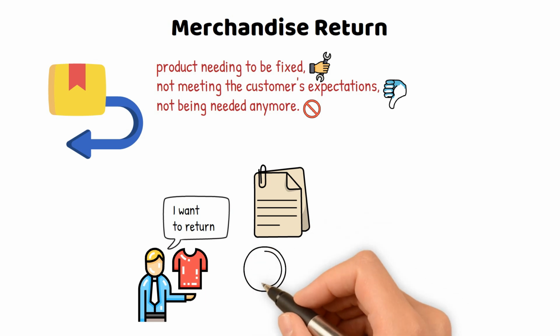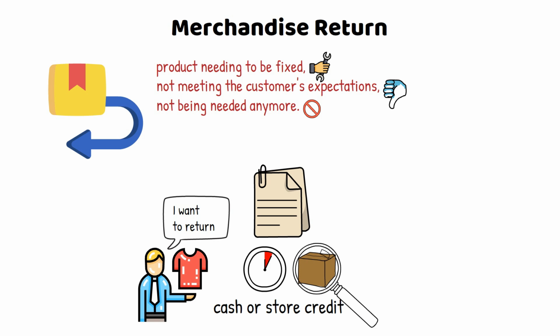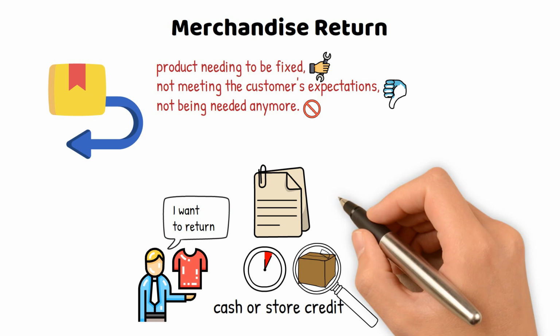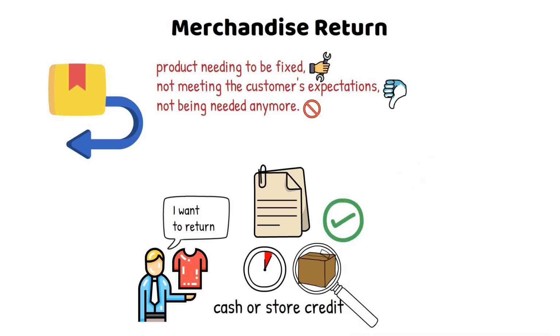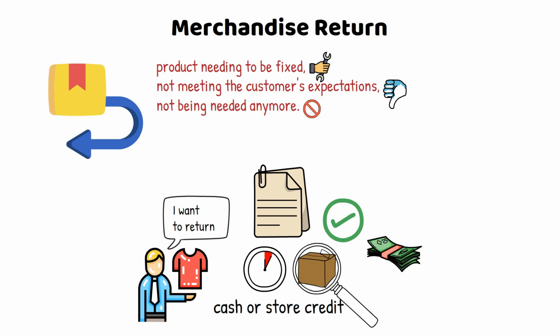These conditions could include time limits, conditions of the returned product, and the mode of refund, either cash or store credit. When a customer returns the merchandise, the seller usually verifies the product's condition to ensure it meets the return policy conditions. If the return is accepted, the customer will receive a refund or store credit, depending on the policy.